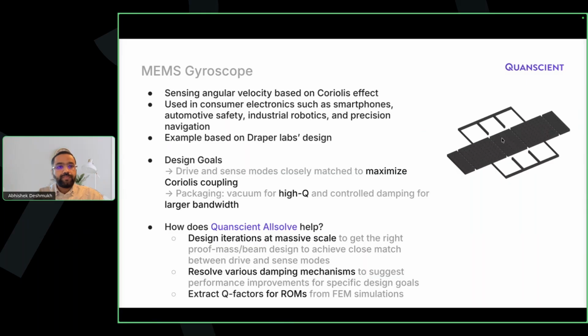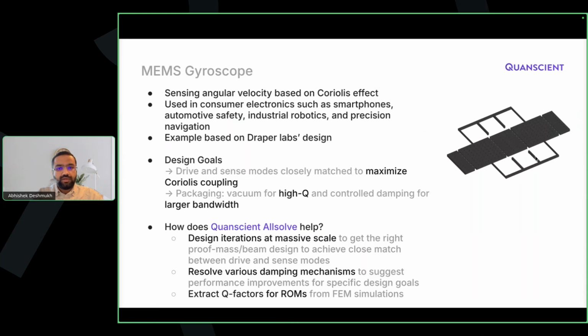But in general, these kinds of gyroscopes are used in many consumer applications like smartphones or automotive safety, industrial robotics, or precision navigation, and so on. The design goal of such devices, I mean, there can be many design goals.